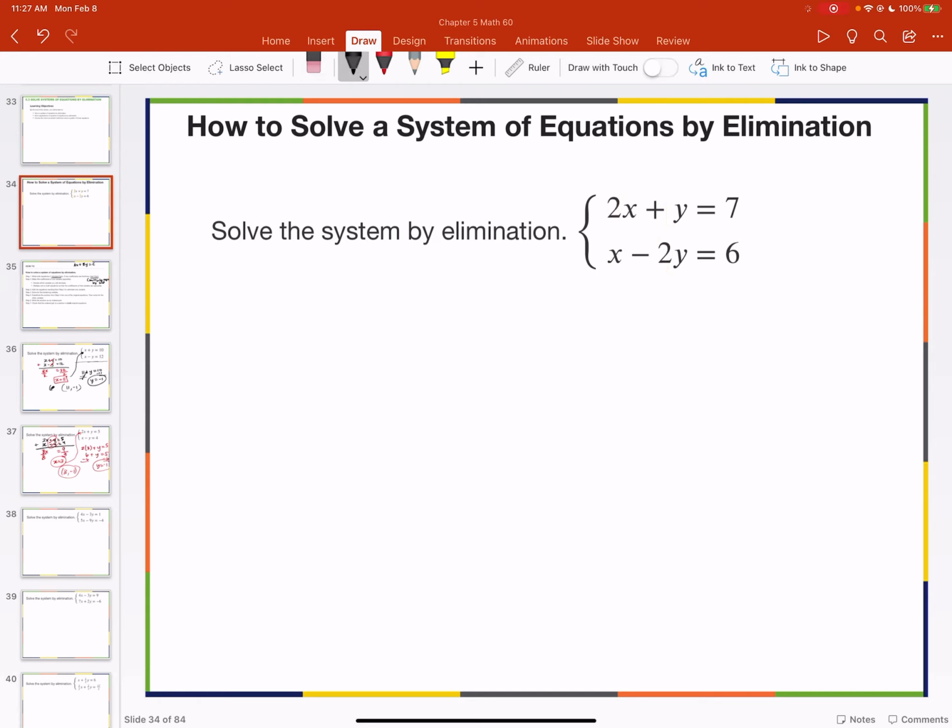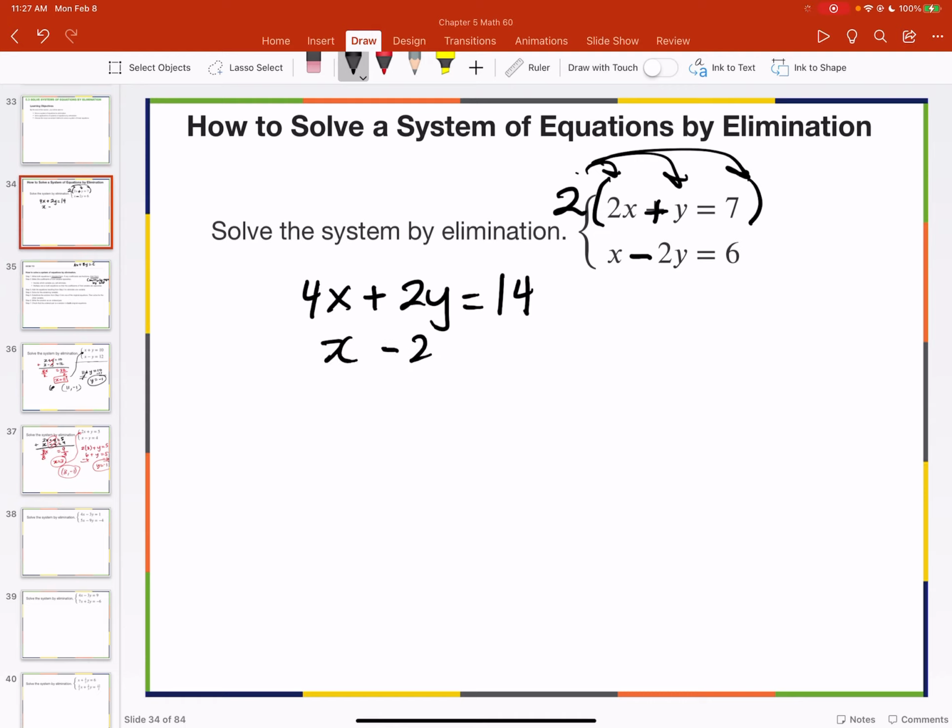So what I'm going to do is multiply this top equation by 2. Why? Because I know that this is a minus here and there's a plus. So I'm going to get the y's to cancel each other out. So let's go ahead and do that. So distributing along the top, I get 4x plus 2y is equal to 14. So notice I did all of it. Then I'm just going to rewrite the second equation underneath. And see, now they're exactly the same, but opposite, which is exactly what I want.